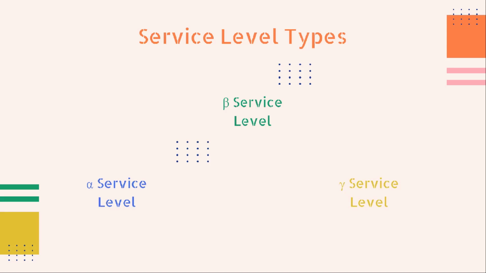The last type is gamma service level. Gamma service level is a performance standard related to time and quantity. It not only reflects the undelivered quantity, but also reflects the waiting time of undelivered demand.